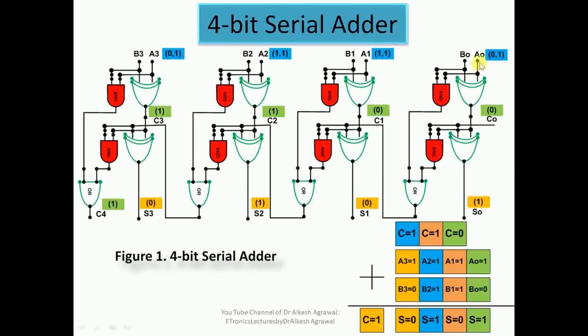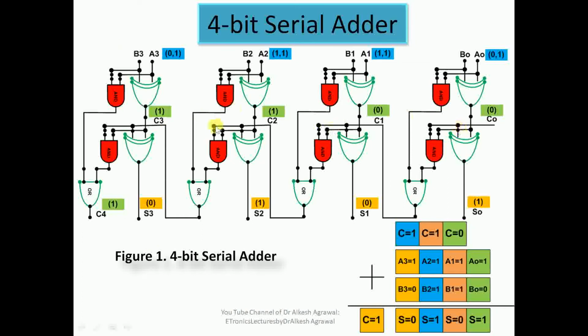So a full adder has three inputs, A0, B0 and C0, and two outputs, one is S0 and one is C1. So this is the first stage, comprising the first full adder. This is the second stage, which again comprises a full adder. This is the third stage, which again consists of a full adder, and this is the fourth stage, which again consists of a full adder.